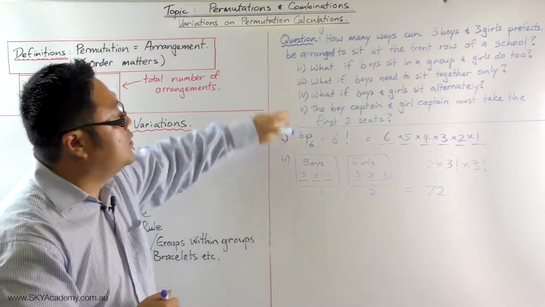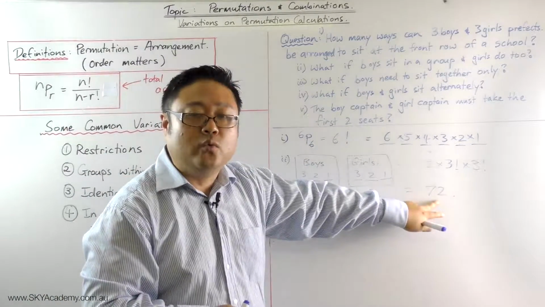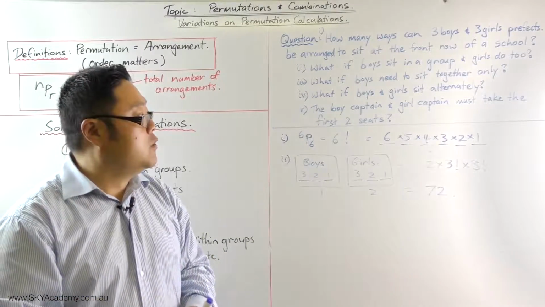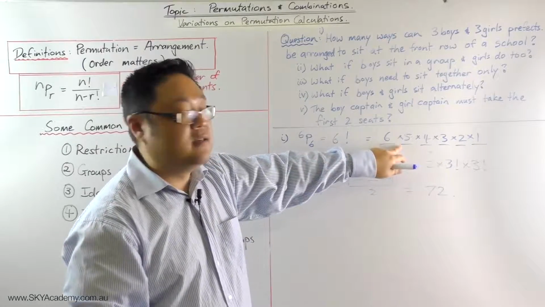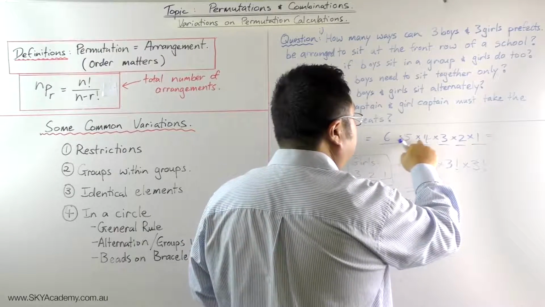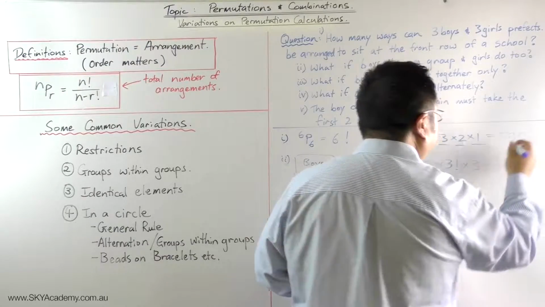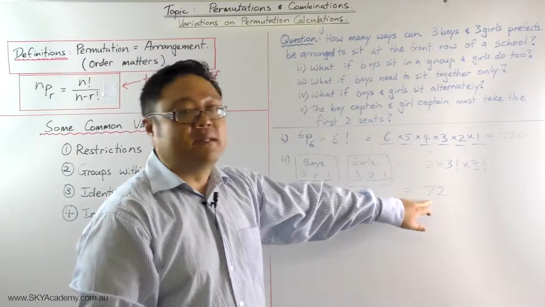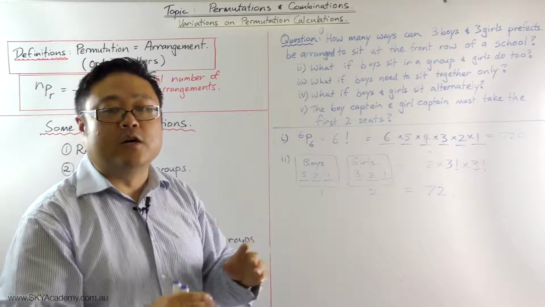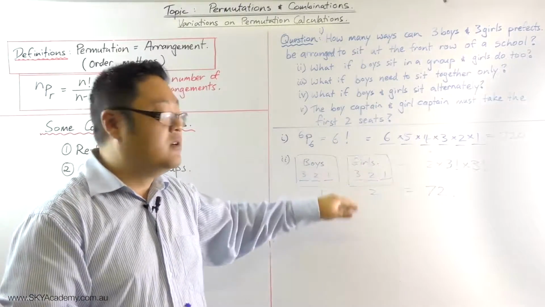So, for part 2, if the boys sit in a group and the girls sit in a group, you have 72 ways of arranging that. Okay? Which is much less than 6 factorial, which is 720, right, which is 10 times more than the number of ways that you can arrange the boys and the girls if they're just sitting in any random arrangement. Does that make sense? Good.